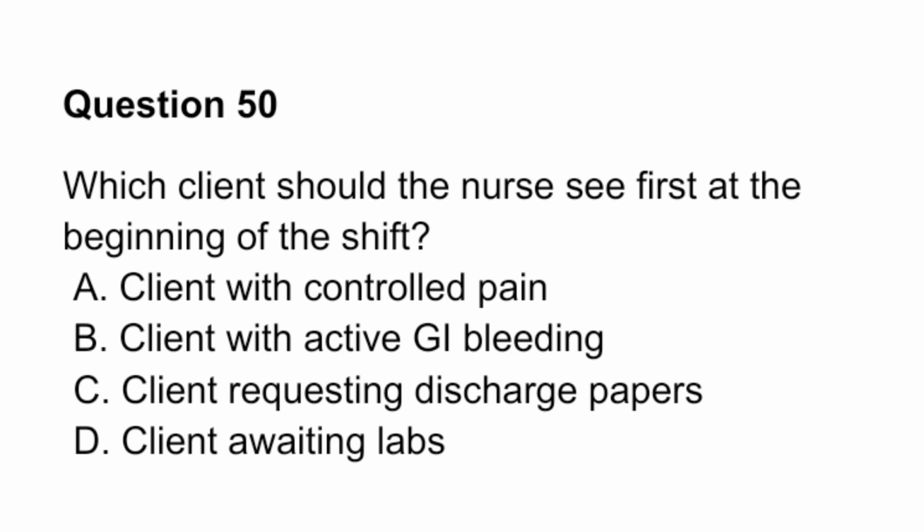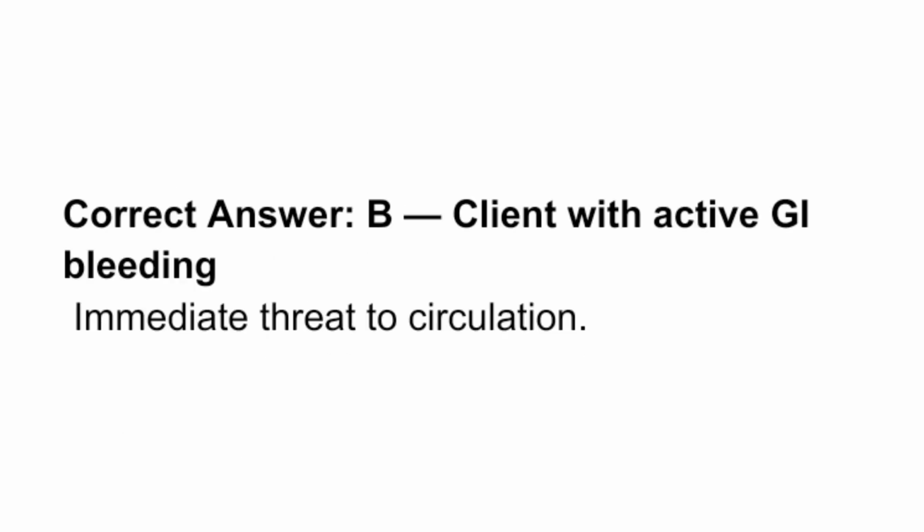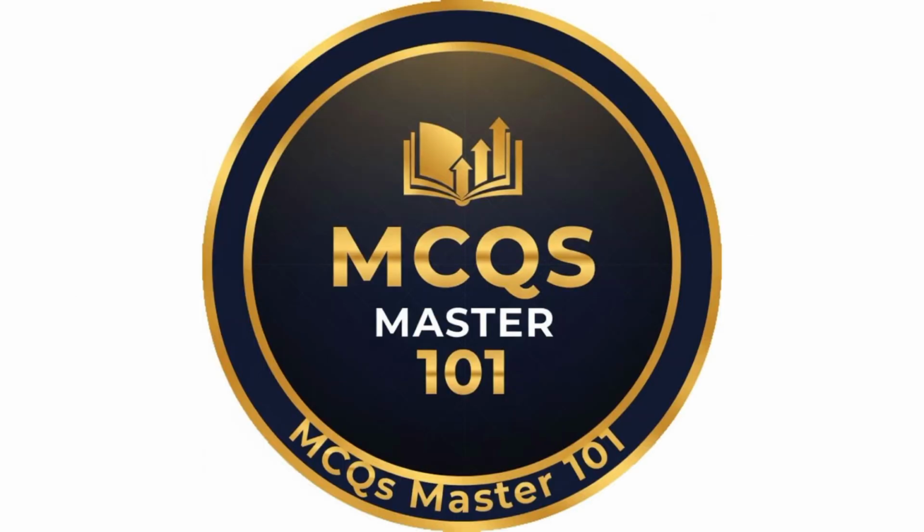Question 50. Which client should the nurse see first at the beginning of the shift? A. Client with controlled pain. B. Client with active GI bleeding. C. Client requesting discharge papers. D. Client awaiting labs. Correct answer, B. Client with active GI bleeding. Immediate threat to circulation. Well done for completing these NCLEX priority questions.